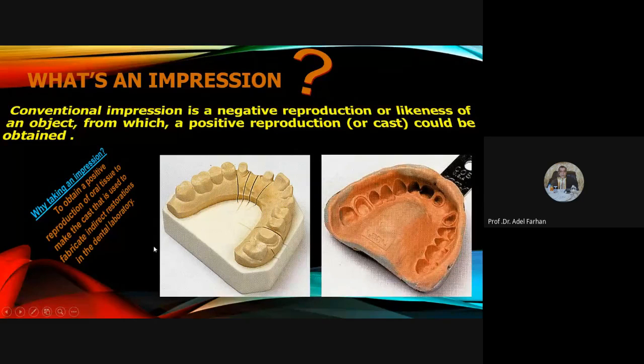Okay, in order to obtain this negative from this negative reproduction, حتى نحوله الى positive شو راح نسوي؟ نسوي pouring للimpression طلع لنا cast. فهذه الامبريشن after pouring it is negative likeness والpositive likeness اللي هي تشبه الاسنان هو الكاست.